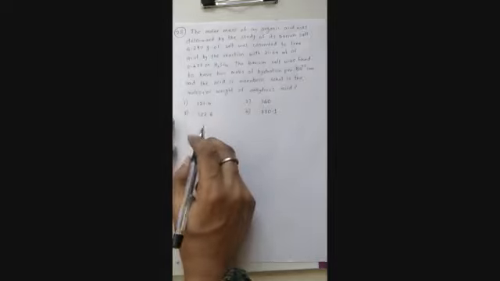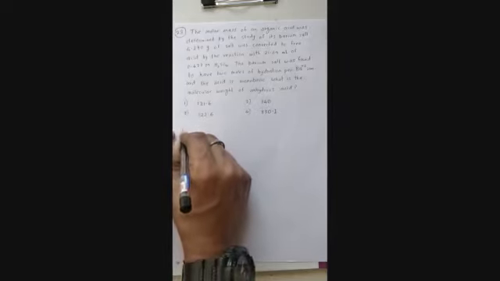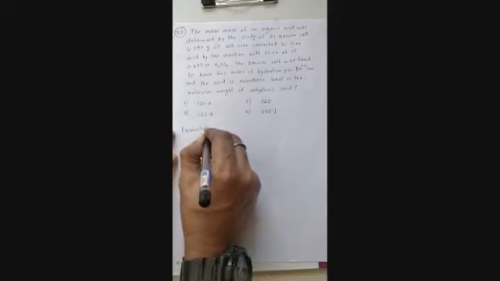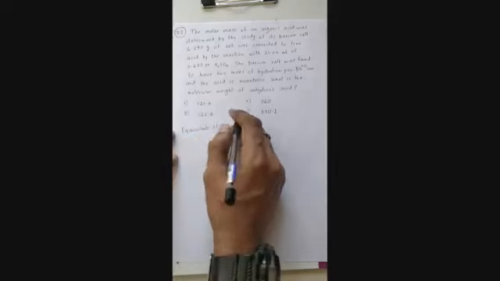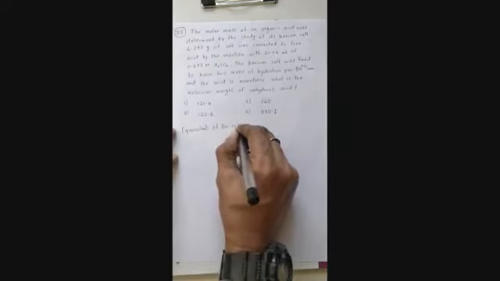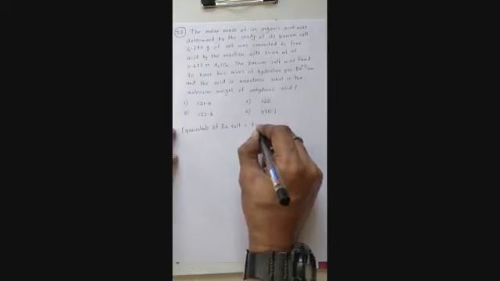This is your question. Here again we can easily solve this by equating the equivalents. Here in the solution, first thing first, the equivalents of the barium salt, Ba stands for barium, should be equal to the equivalents of acid.